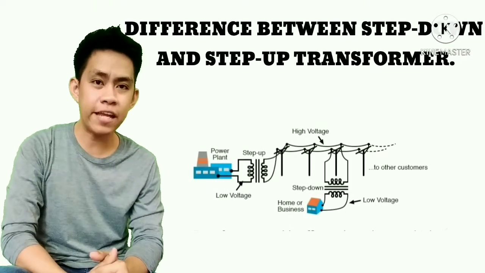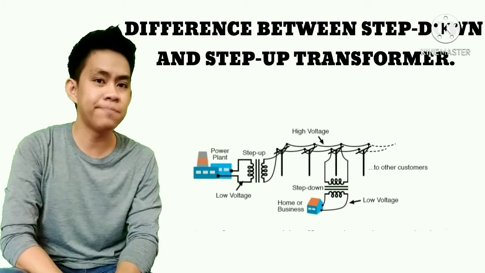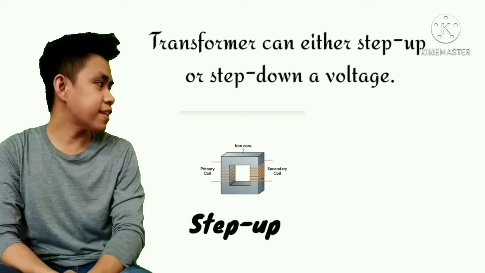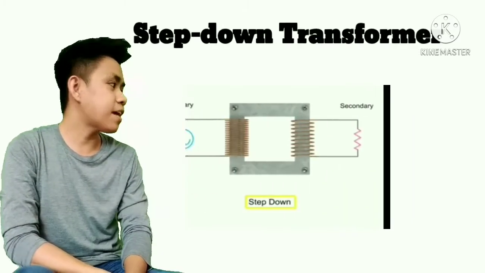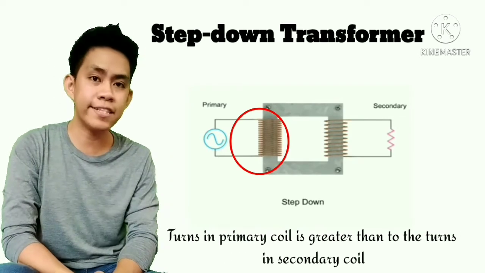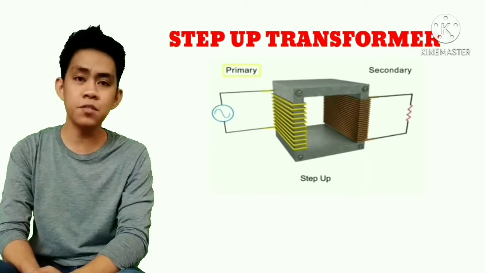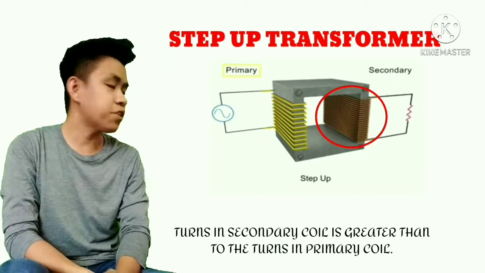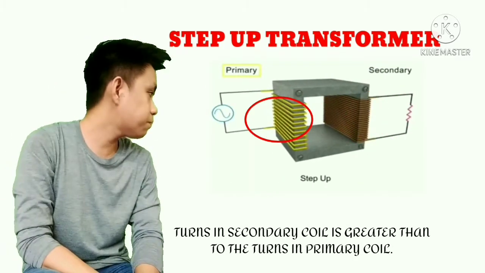Now, I will explain the difference between step down and step up transformer. Transformers can either step up or step down the voltage. In a step down transformer, the number of turns in the primary coil is greater than the number of turns in the secondary coil. While in the step up transformer, the number of turns in the secondary coil is greater than the number of turns in the primary coil.